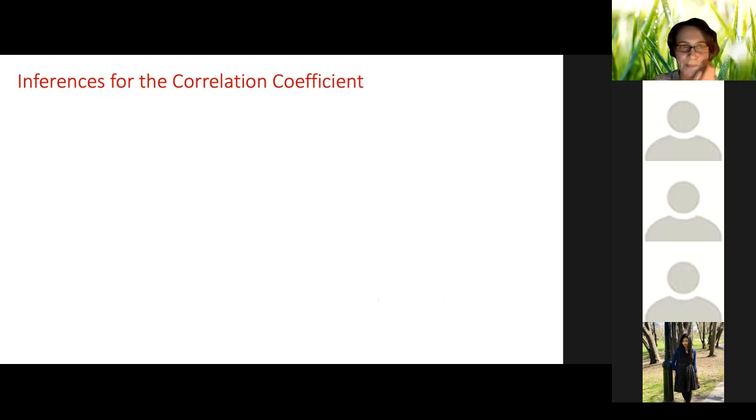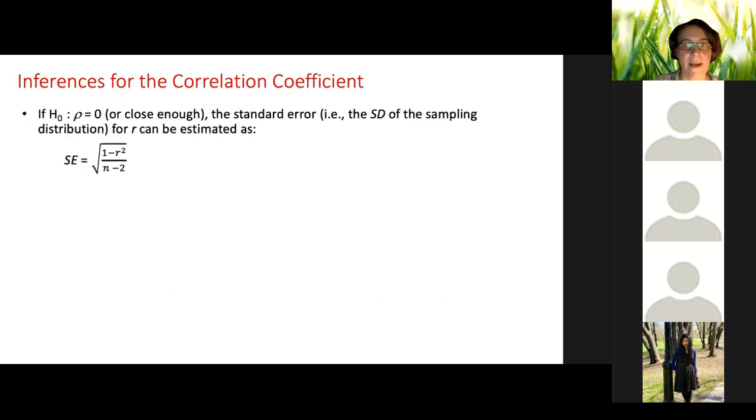Okay, and as I mentioned before, our null hypothesis assumes that there's a 0 correlation or close enough, as long as it's probably smaller than 0.3. Then the standard error for our correlation coefficient can be estimated according to this formula here.